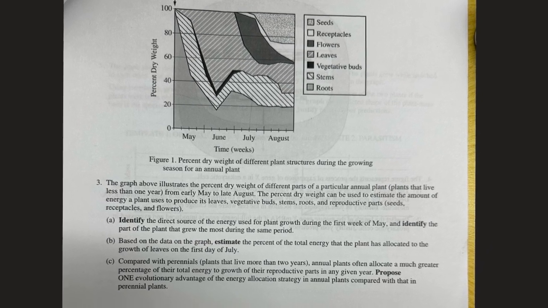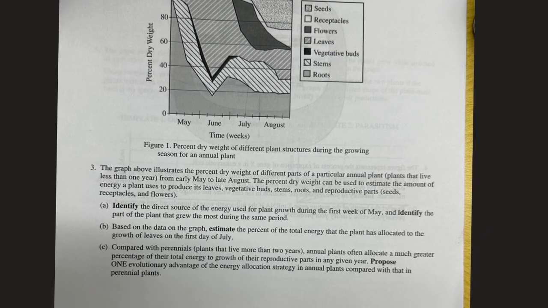Okay. Then it says, to be fair, it does say estimate. It doesn't say exact. Compared to perennials, plants that live more than 2 years. Perennials live more than 2 years, by the way. Annuals only live for a year, which I think is kind of silly to call annuals because I always think they come back every year, but that's not right. Annual plants often allocate a much greater percentage of total energy growth to their reproductive parts for any given year.